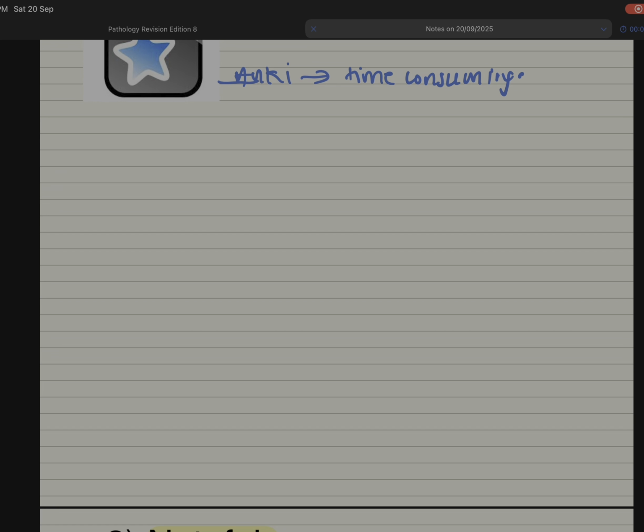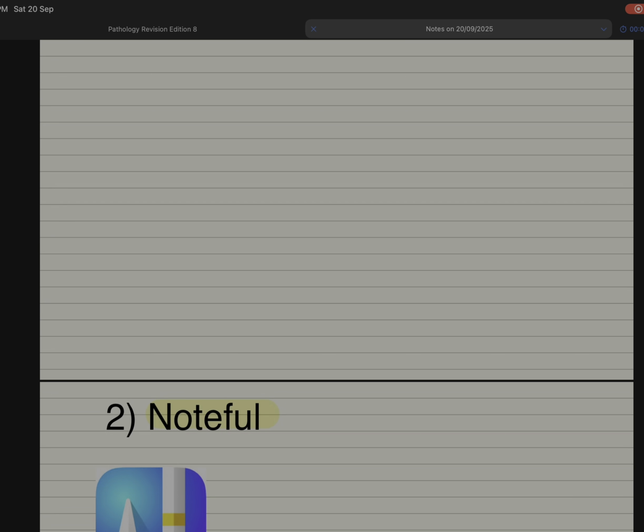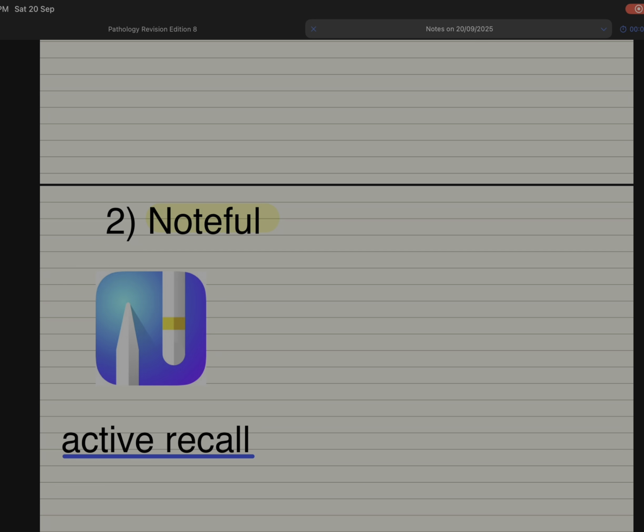The note-taking app that I used is called Noteful. The best feature of this app is something called taping. You can find a similar feature in other apps like Notability and GoodNotes, but the problem with those apps is they are pretty expensive and they are subscription based. The good thing about Noteful is that it is a one-time purchase, and I think if you buy it once, you can keep it for the rest of your life.